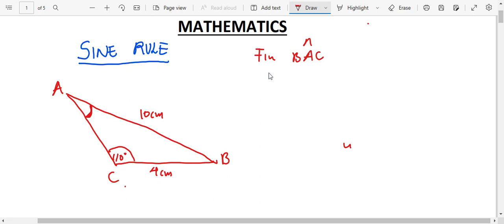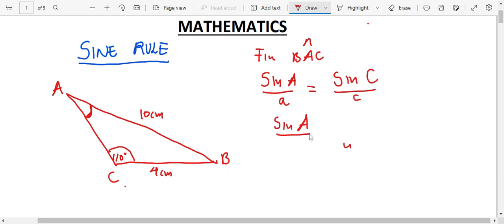How do you find that? You are just going to say sine the angle A divided by the side A is going to be equal to sine the angle C divided by small c. Is this okay? Yes, it's okay. So we're going to say sine, we don't know the angle A. But what is the side A? The side which is opposite to A? 4 centimeters. Very good. So that is 4 centimeters.